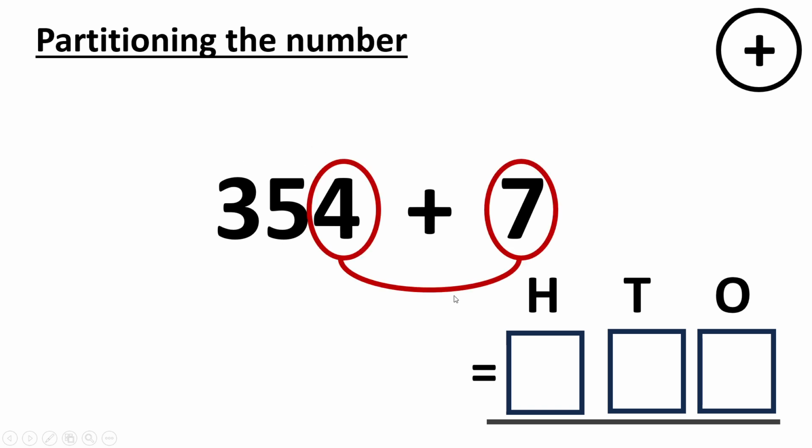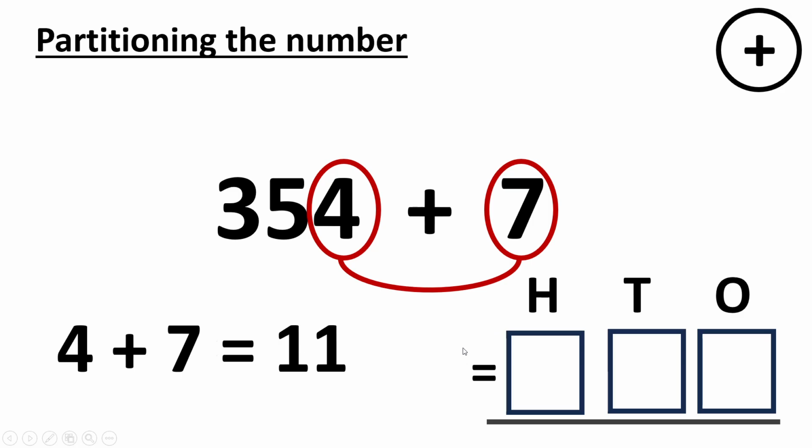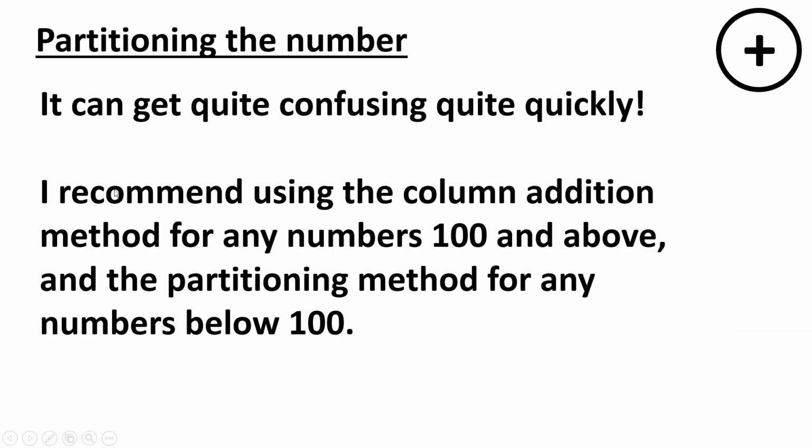Since the ones value is the only common value in each of these two numbers, we're only going to circle them. We're going to do 4 plus 7, which is equal to 11. But when we put it in our ones value, we can see that we have a 10 and a 1. So we would have to carry over the 10 from the 11 to the tens column. And remember, we'd have to do this all in our heads. So it would get quite confusing quite quickly.